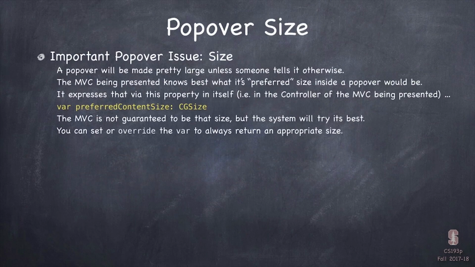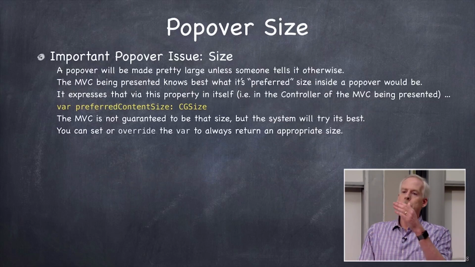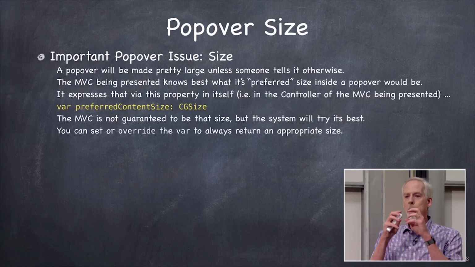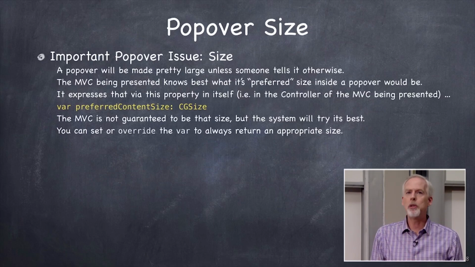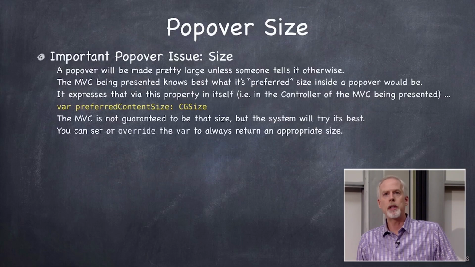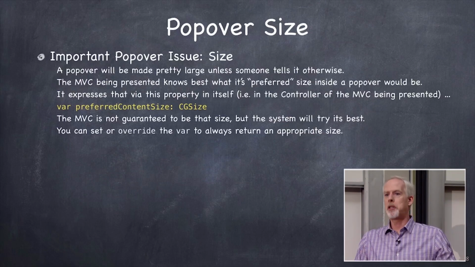Okay, another important popover issue is its size. By default, the popover is going to come up at a kind of fixed size. It's about the width of an iPhone to maybe 2/3 the height of most screens, but it's almost never what you want. You want the popover to come up and be as small as possible to fit your UI. And so you do that with this var in your view controller, the one that's being presented, called preferred content size. It just returns the size that this view controller likes to be in a popover.